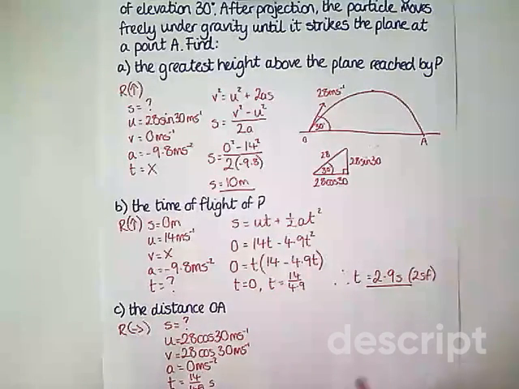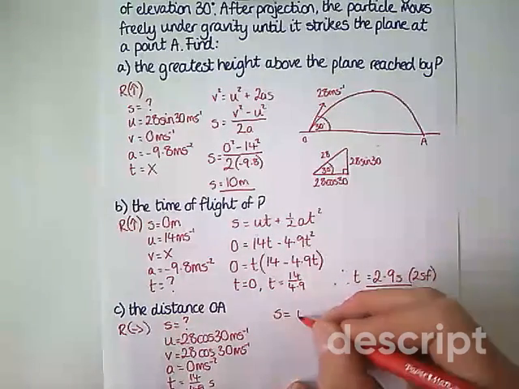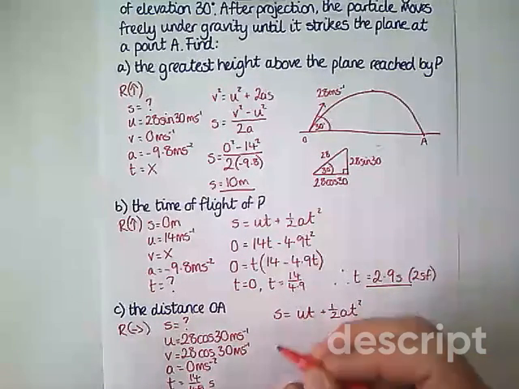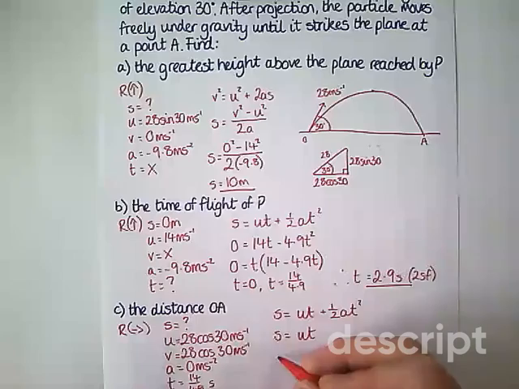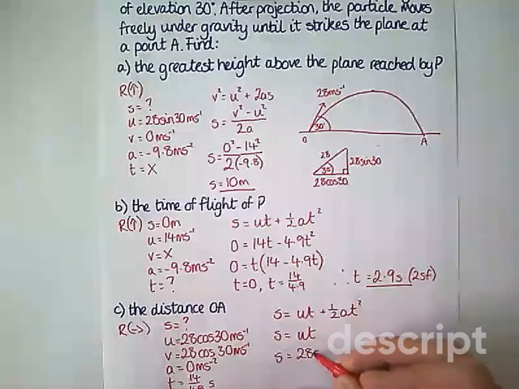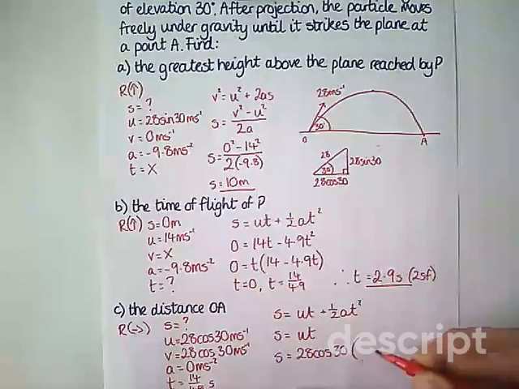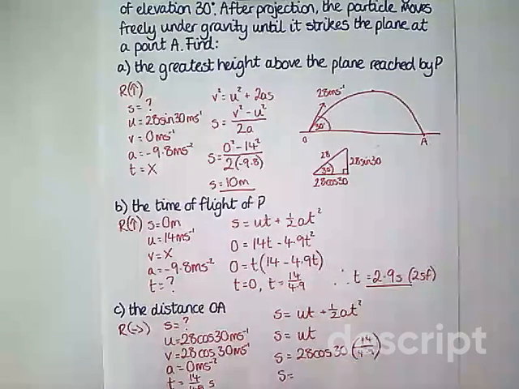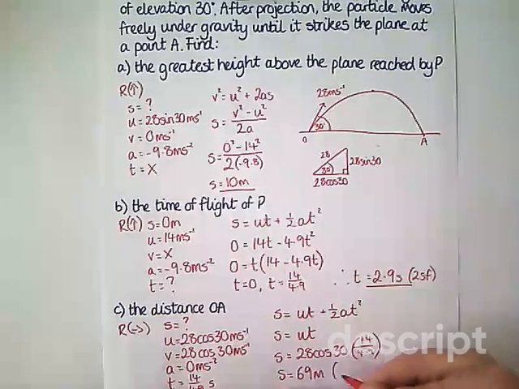So when we use the Suvat equation, S equals ut plus a half at squared, because a is 0, we just end up with S equals ut. S will equal 28 cos 30 multiplied by our time, 14 over 4.9. Okay, so pop that into our calculators. And we get 40 root 3 or 69 meters to two significant figures.